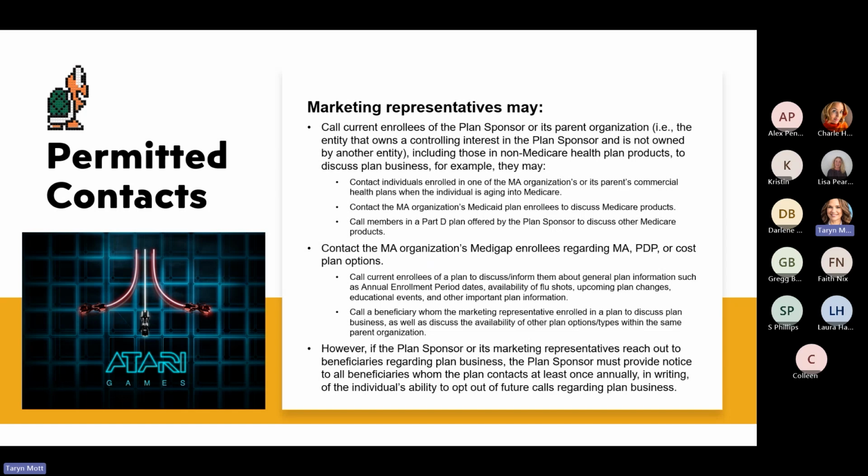I know that I am the first one to jump up and down whenever I talk to somebody and they're like, so-and-so contacted me. And I'm like, they're not supposed to. Here's the deal. If they have Blue Cross Blue Shield at work, Blue Cross Blue Shield will notice that they're turning 65 and Blue Cross Blue Shield absolutely can contact that individual. It's completely permitted. Contact the MA organization's Medicare plan enrollees to discuss Medicare products. Call members in Part D plan offered by the plan sponsor to discuss other Medicare products. You can do all those things.